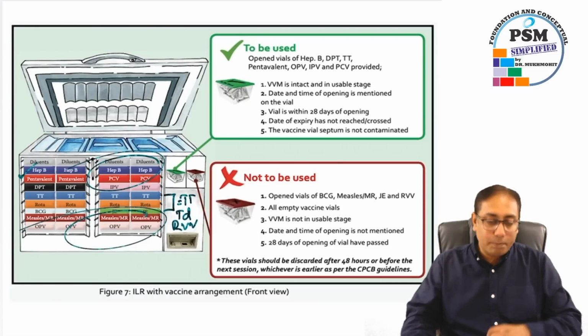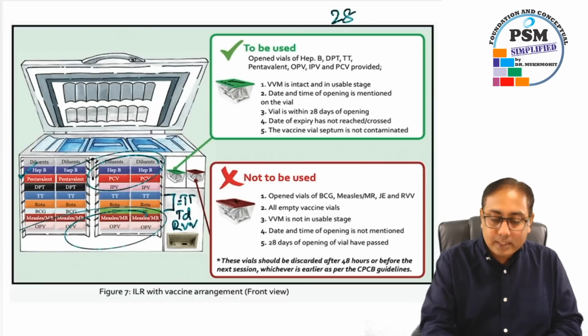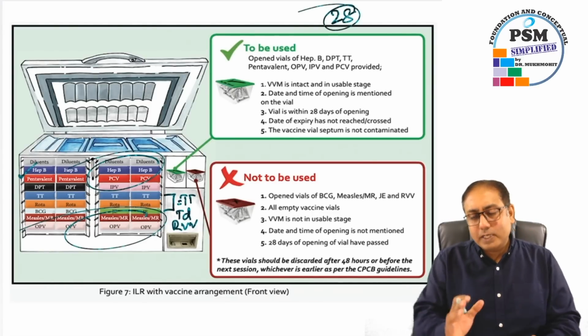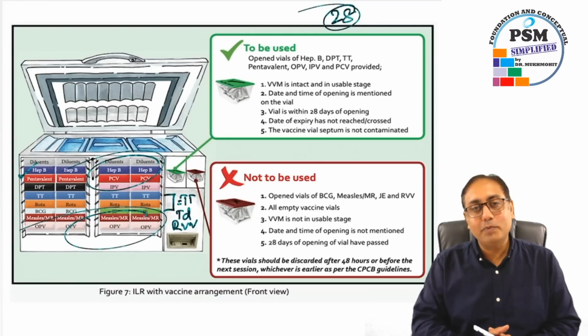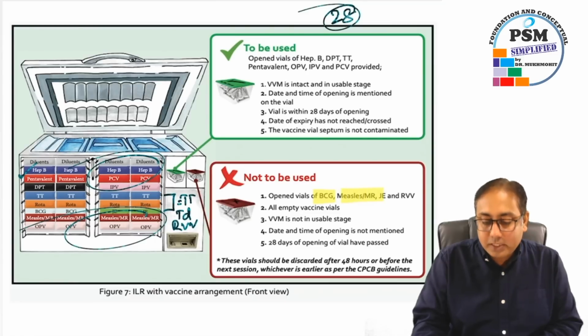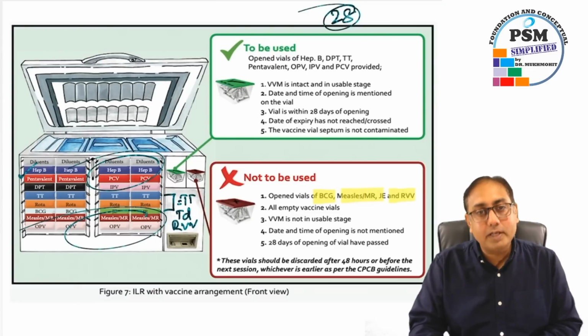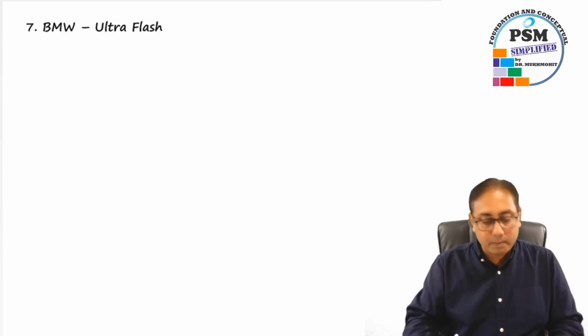Next, they can also ask you which vaccine is not under open vial policy. Usually it is said that if you open a vaccine, it should be used within 28 days. So 28 days is the landmark answer. But which vaccine cannot be stored till 28 days? These are the vaccines which are not under the open vial policy, and these vaccines are the Japanese encephalitis, BCG, measles, rubella, and the rotavirus and the COVID-19 vaccine. These are not under open vial policy.